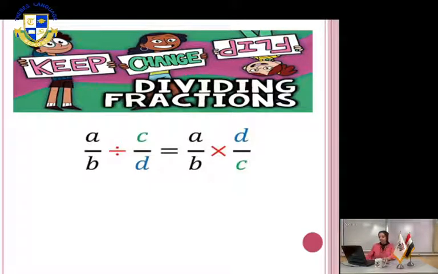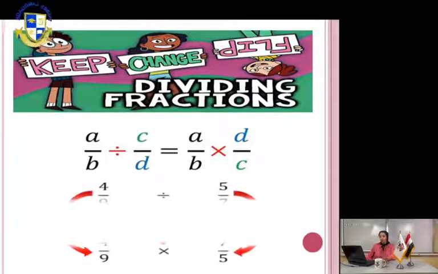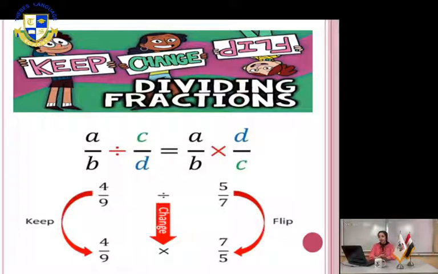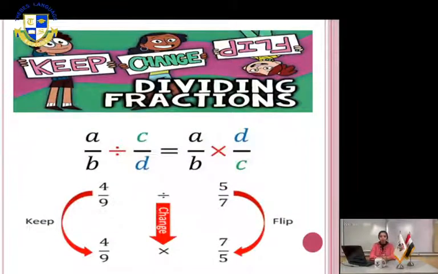We have here an example. 4 over 9 divided by 5 over 7. Keep the first one. 4 over 9 will be the same, 4 over 9. And switch the sign. Divided will be multiply. And flip the other fraction. 5 over 7 will be 7 over 5. And multiply the two fractions.